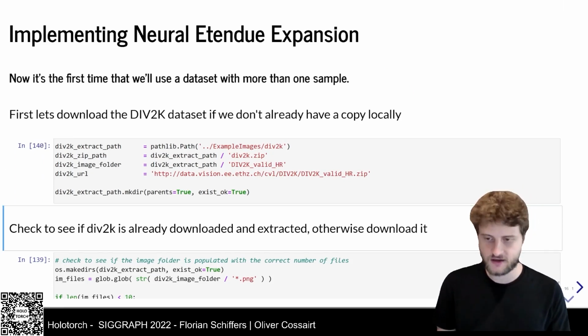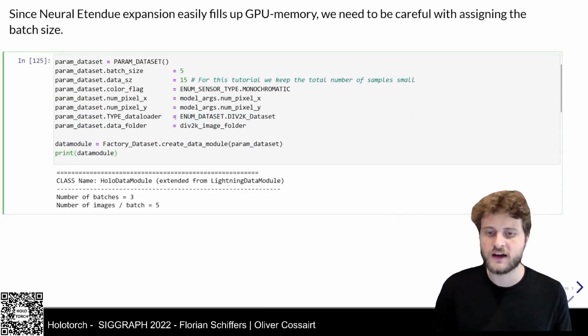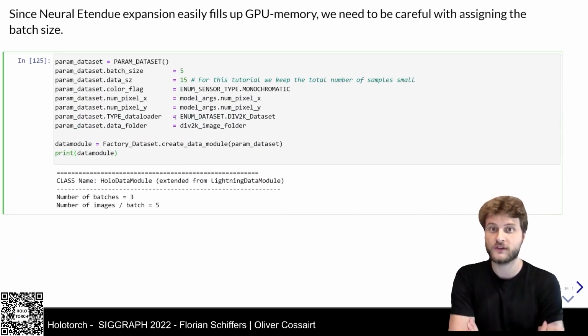We're going to use diff2k. We're going to download a chain data set of 100 images. I've already done that for you. And now we have to define our Holo data module.